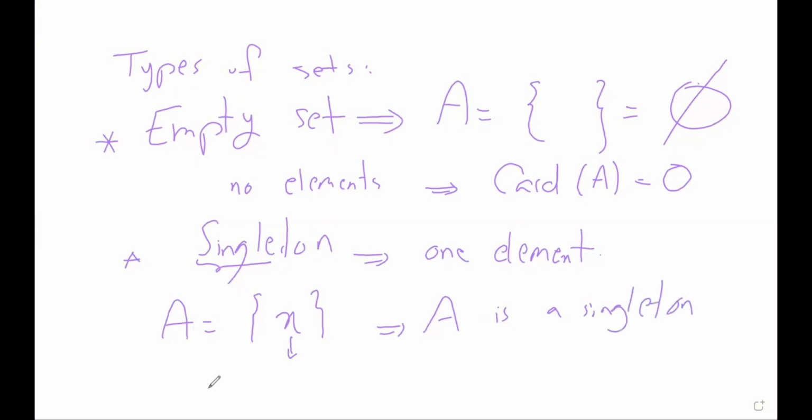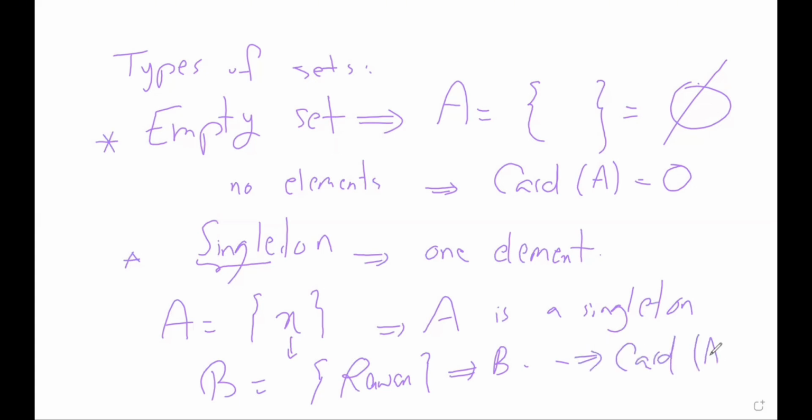Another example, if we have the set B, it contains the name Rawan, for example. It contains only one name, so B is also a singleton set. The cardinality of a singleton set, the set A or B in this example, is equal to 1 since it contains only one element.